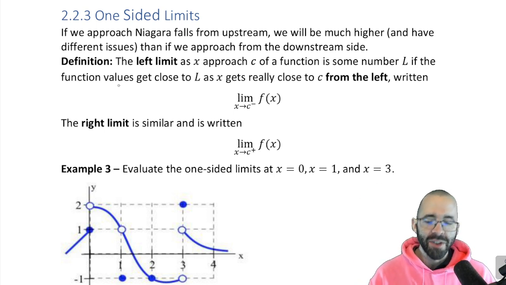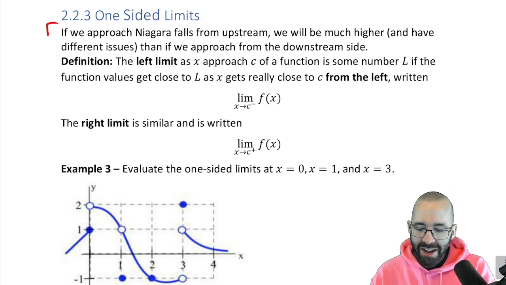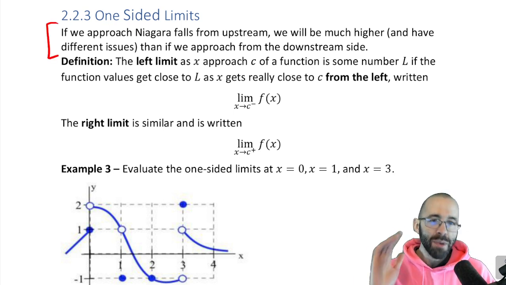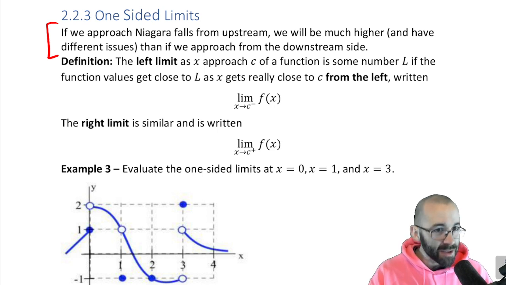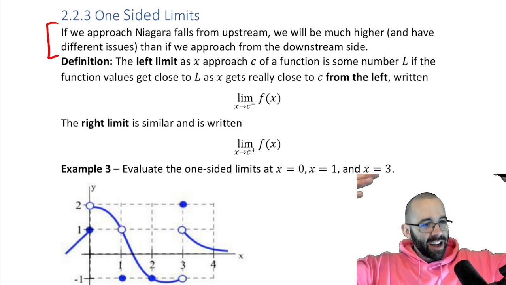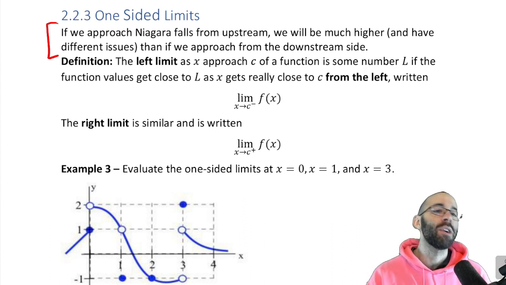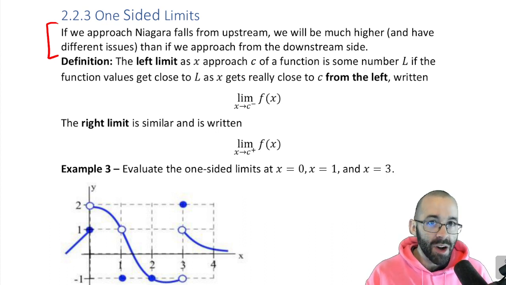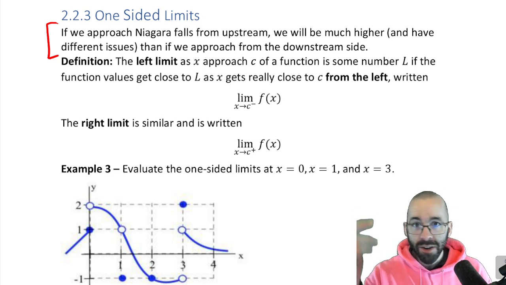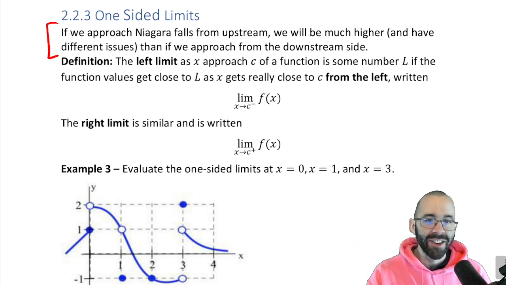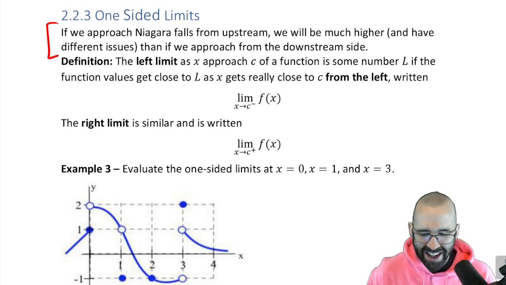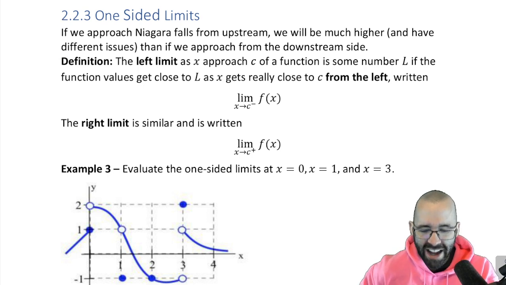And I don't know if this is that useful for one-sided limits, but it really made me laugh, so I included it. If we approach Niagara Falls from upstream, we're going to be much higher elevation and have different issues than if we approach from the downstream side, which will also have issues. Water falls fast and it's heavy and it hurts. Anyway, that's what one-sided limits are all about. Being panicked on Niagara Falls or something.